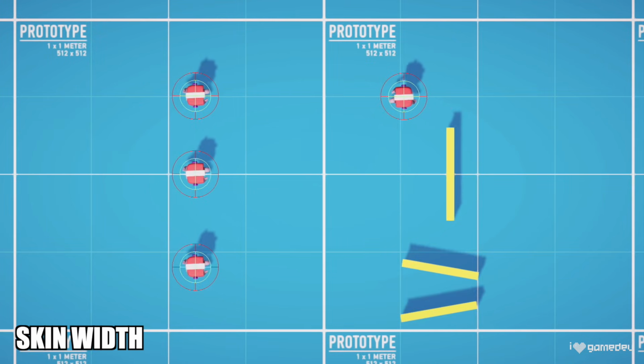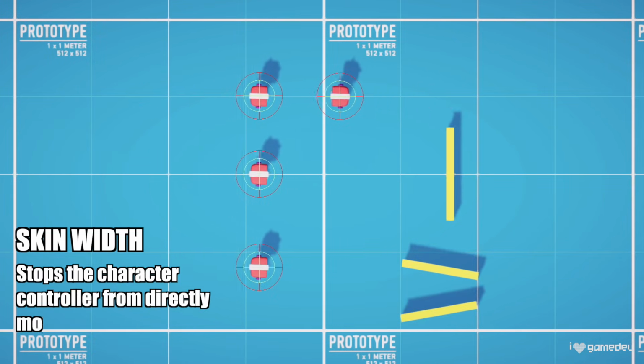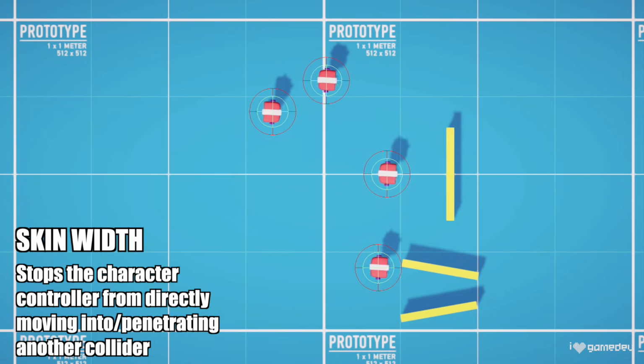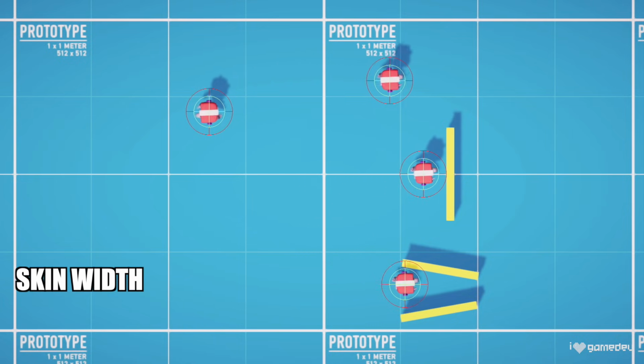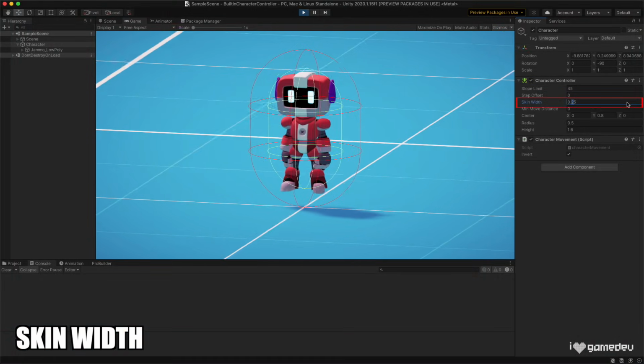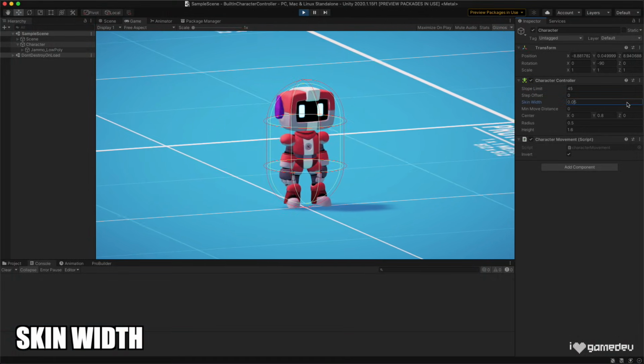Research indicates that this is intended to prevent the character controller from penetrating and getting stuck inside of other colliders, providing a personal space between the character controller and the environment or other characters. It's recommended in the docs that the skin width is around 10% of the value given to the radius property.